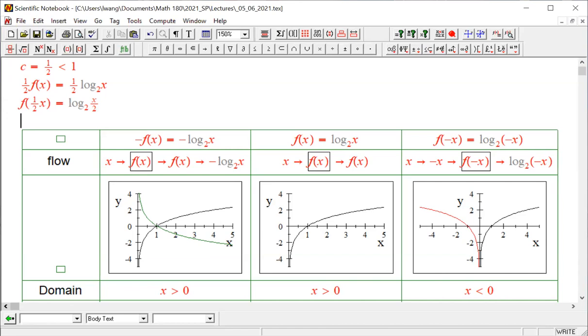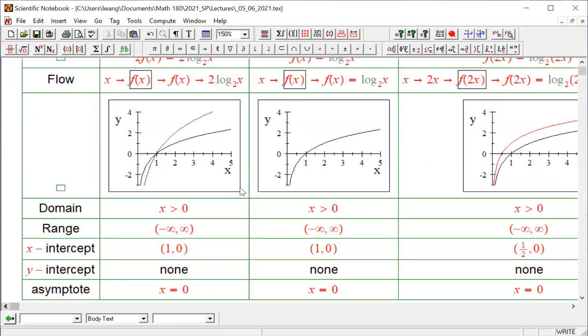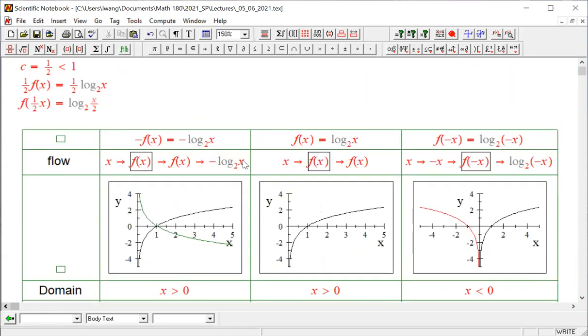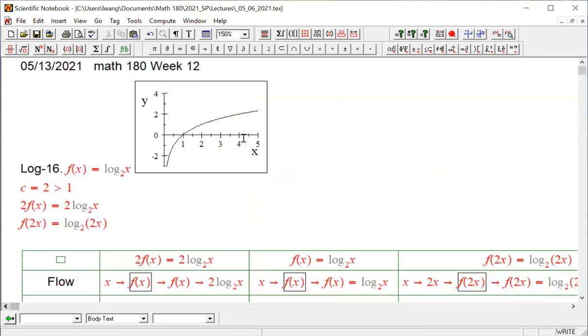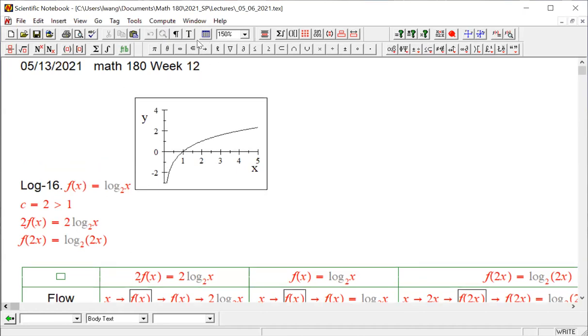So let's look at the bottom of page number 85. We have 14 questions. Okay, so now, log 16 continued. Let's look at these.